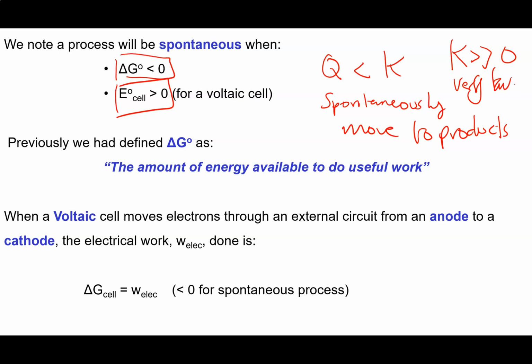So previously we have defined delta G as the amount of energy available to do useful work. So when we're talking about a voltaic cell in which electrons spontaneously move through an external circuit from an anode to a cathode, the electrical work that's done, we can just label as W electric, and that's equal to the change in Gibbs free energy of our cell. Now the change in Gibbs free energy of our cell will be less than 0 for a spontaneous process.